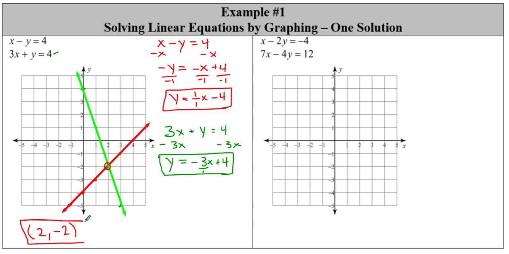So what that means is if I plug a 2 in for x and I plug a negative 2 in for y, I'm always going to get a true statement right here, that positive 4. Only this ordered pair will work for both of these equations. Okay, so this is what we're looking for.